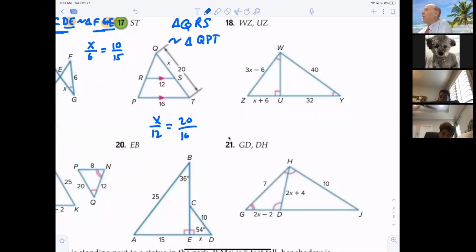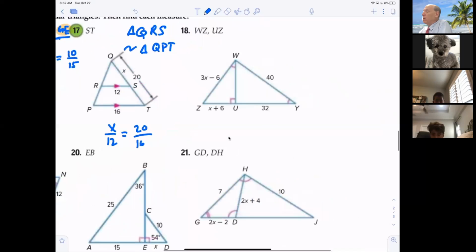Is that the only way to set it up, guys? No, it's not the only way to set it up. You don't have to write it the way I'm setting it up. You have your own way of looking at the picture. I have my way of looking at the picture. You just have to make sure that the corresponding sides are written properly in your proportion. Hopefully that makes sense.